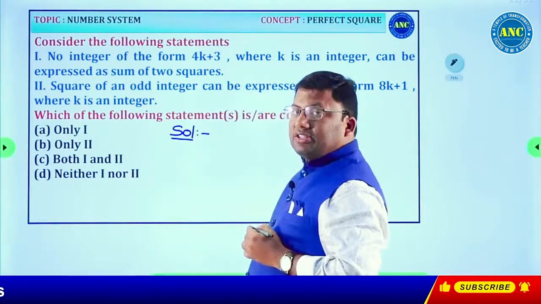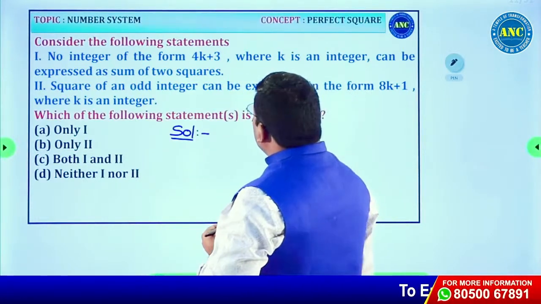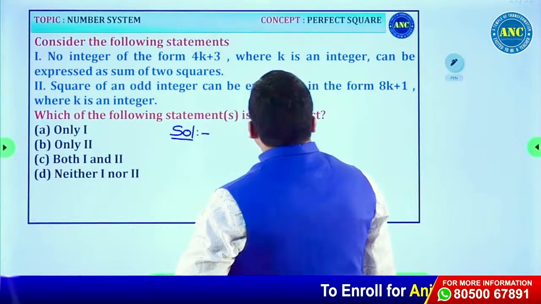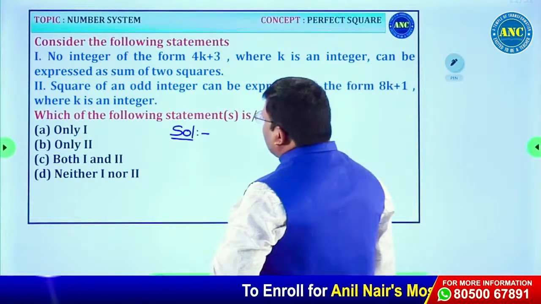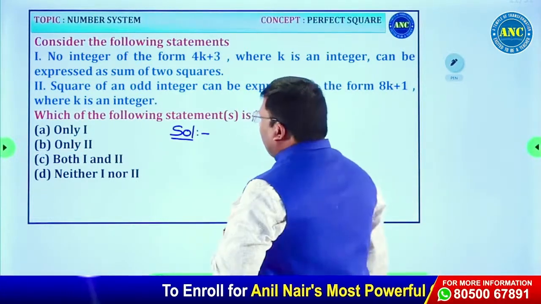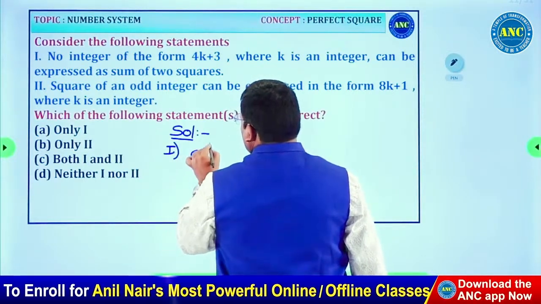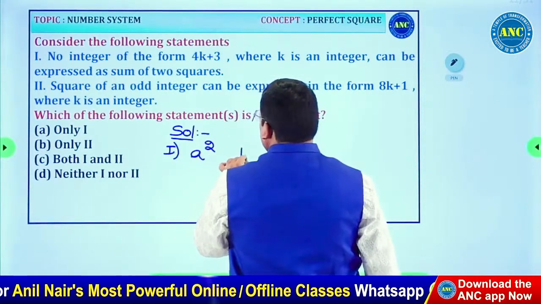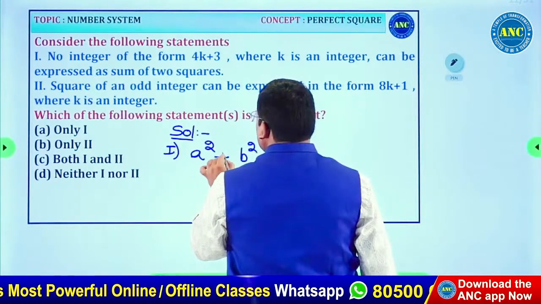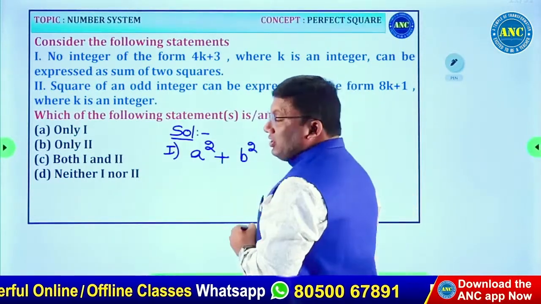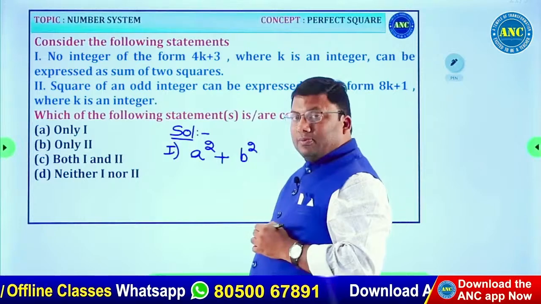Consider the following statements. No integer of the form 4k plus 3 can be expressed as a sum of 2 squares. So, if I take a sum of 2 squares, a square is one square and b square is another square: a square plus b square.